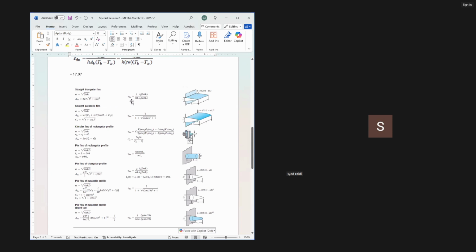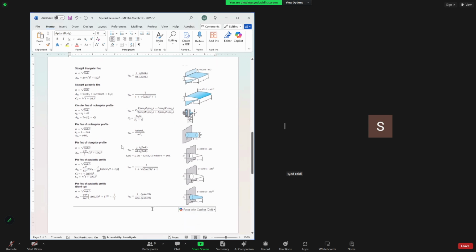Then effectiveness is not tangent over tangent. They are the Bessel functions I2 ml and I1 2 ml. So you have to look at those efficiencies. M is different for each case.